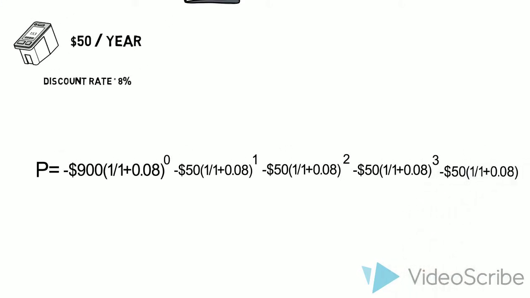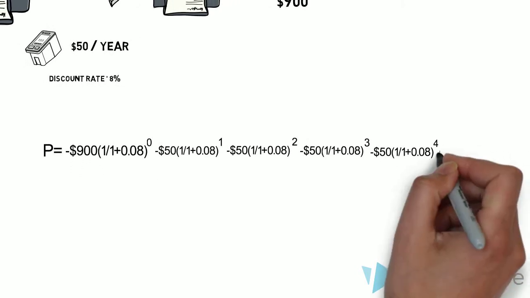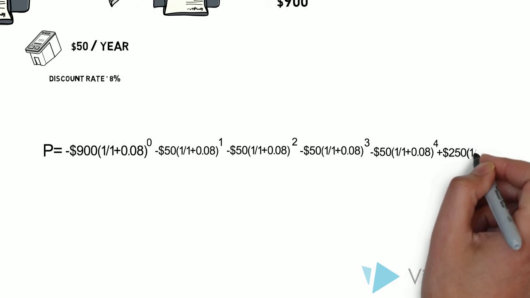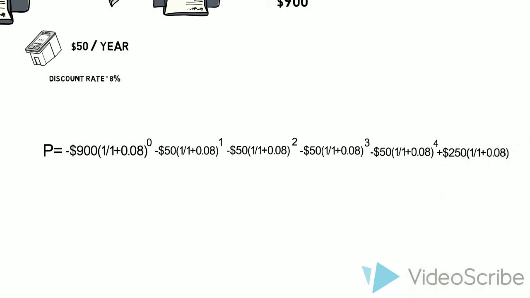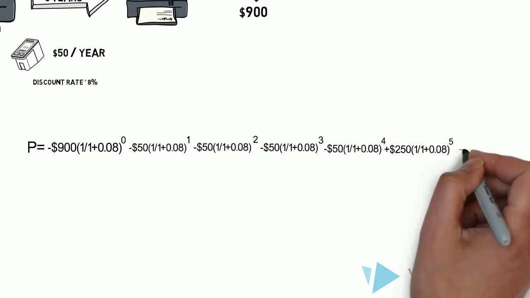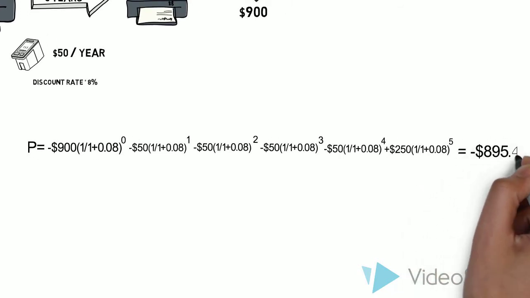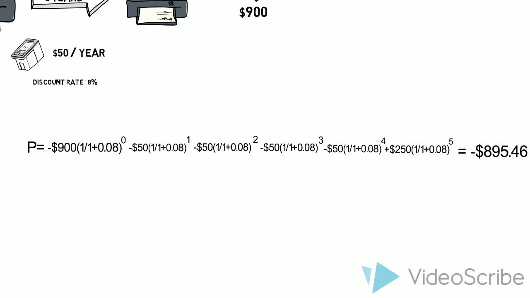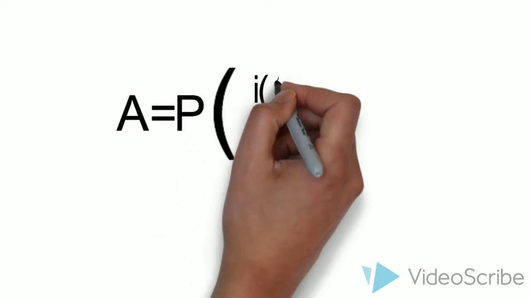Okay, on the 5th year, however, we're going to have a positive $250 because we're selling the printer for $300 and subtracting the maintenance, which is equal to $250. So solving this equals a present value of $895.46.